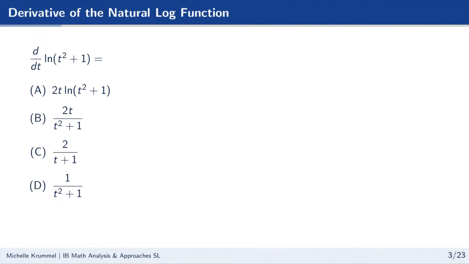The derivative of the natural log of t squared plus 1. This does require the chain rule because it's not the natural log of t. So it's the natural log of some other inner function, which I'm referring to as stuff. I have the natural log of stuff, and I want to find the derivative. So the derivative is going to be 1 over the stuff times the derivative of the stuff. The derivative of t squared plus 1 is 2t. So 2t over t squared plus 1.